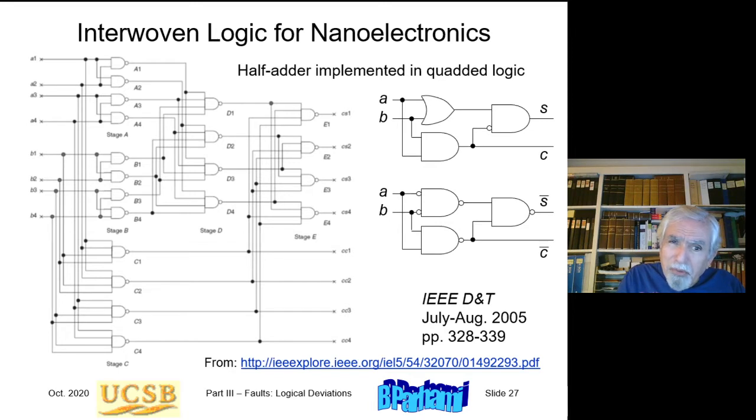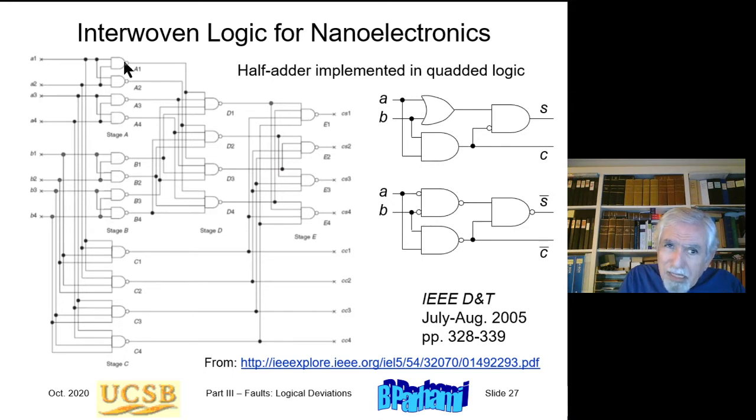So here's an example of this in an actual circuit. This is a half adder, A and B, sum and carry. And this is the same half adder built of NAND gates. And this is the quadrant version of this circuit. You see here this NAND gate, there are 4 copies of it over here. And these 2 NAND gates each have 4 copies. And then these inverters, each of them have 4 copies.